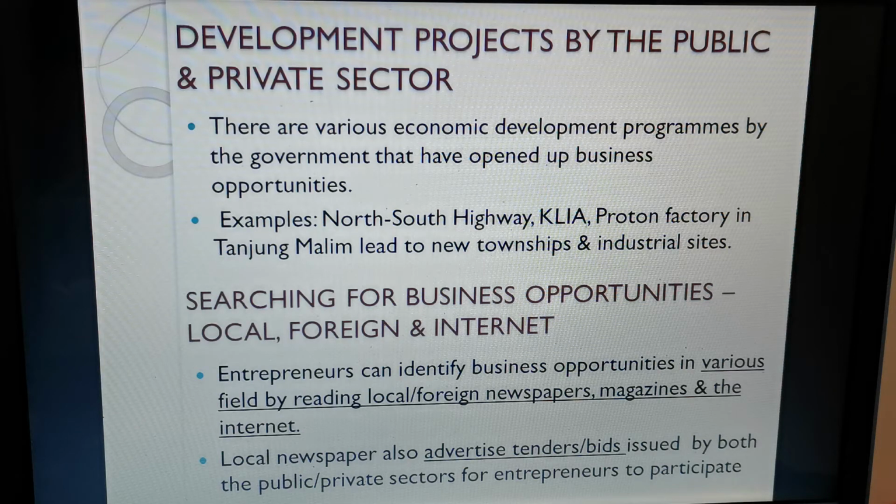The next one is searching for business opportunities through local or foreign sources or the internet. Entrepreneurs can identify business opportunities in various fields by reading local or foreign newspapers. Now we have social media, so you can read everything online. Local newspapers, for example, advertise tenders or bids as opportunities from both the public and private sectors for entrepreneurs to participate in.